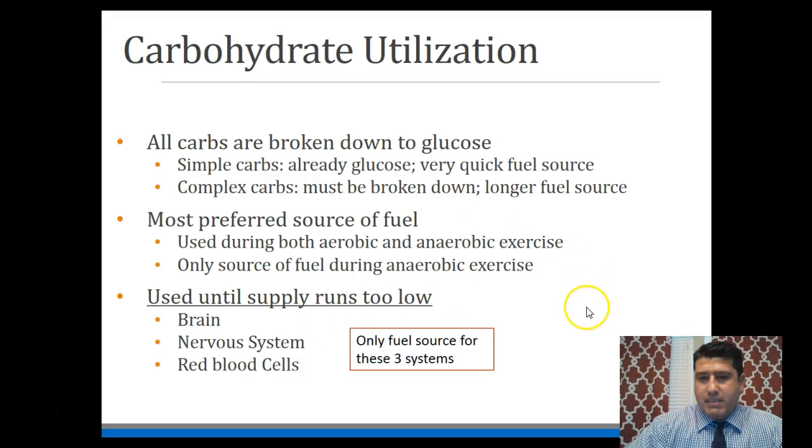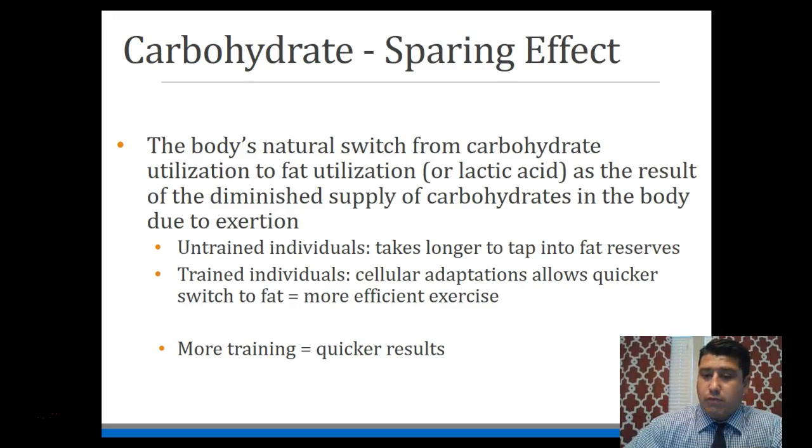Okay, so the body senses it and realizes, you know what, we need to keep the remaining glucose supply for these three systems. We need to switch to another fuel source. This is the carbohydrate sparing effect. Carbohydrates are the most preferred fuel source, but whenever the supply is diminished to a critical point, the body senses that it needs to maintain its current carbohydrate supply for these three systems, the brain, the nervous system, and red blood cells, and then it switches to the next preferred fuel source. In this case, it's fat.